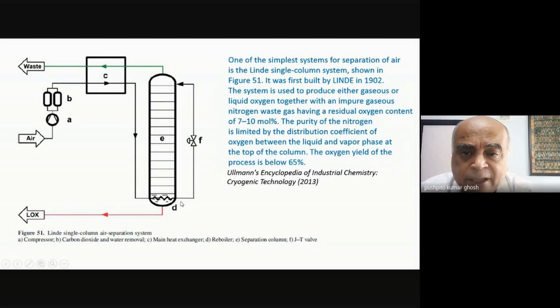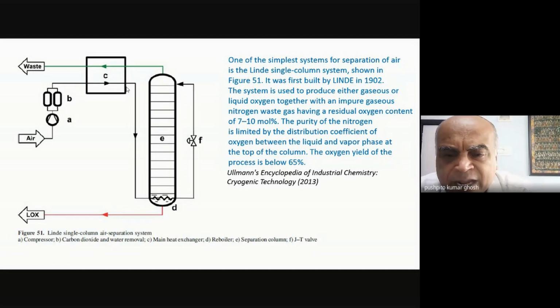Now with this system, Linde was able to achieve pretty good, very pure oxygen, but in about say 65% overall yield. But the nitrogen that he got had about 7 to 10% of oxygen. So it wasn't a very pure nitrogen, so it had to be discarded as waste. So that's what you see over here, after it's done the job of cooling my incoming feed gas.